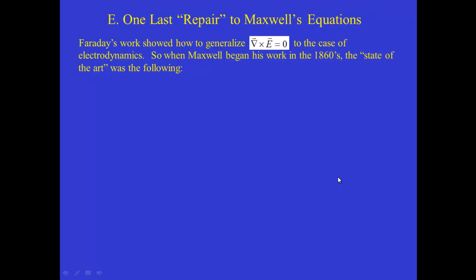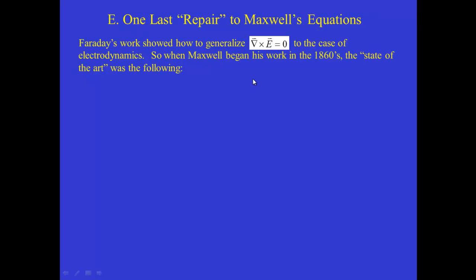So remember that we've been talking about how Faraday's work showed how to generalize the equation for the curl of E to the case of electrodynamics. For electrostatics, we know the curl of E is equal to 0, and so Faraday showed that you can have electric fields that circulate and therefore have a curl if you've got a changing magnetic field.